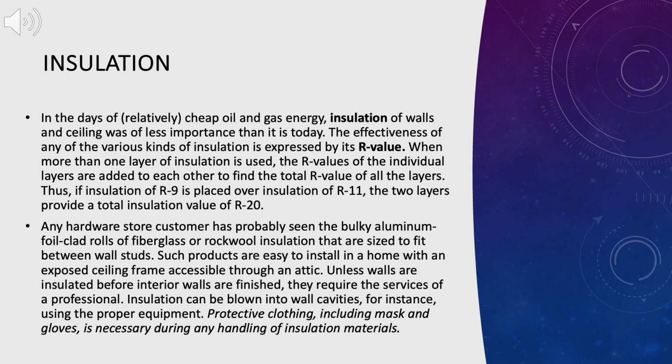In the days of relatively cheap oil and gas energy, insulation of walls and ceiling was of less importance than it is today. The effectiveness of any of the various kinds of insulation is expressed by its R value. When more than one layer of insulation is used, the R values of the individual layers are added to each other to find the total R value of all the layers. Thus, if insulation of R9 is placed over insulation of R11, the two layers provide a total insulation value of R20.